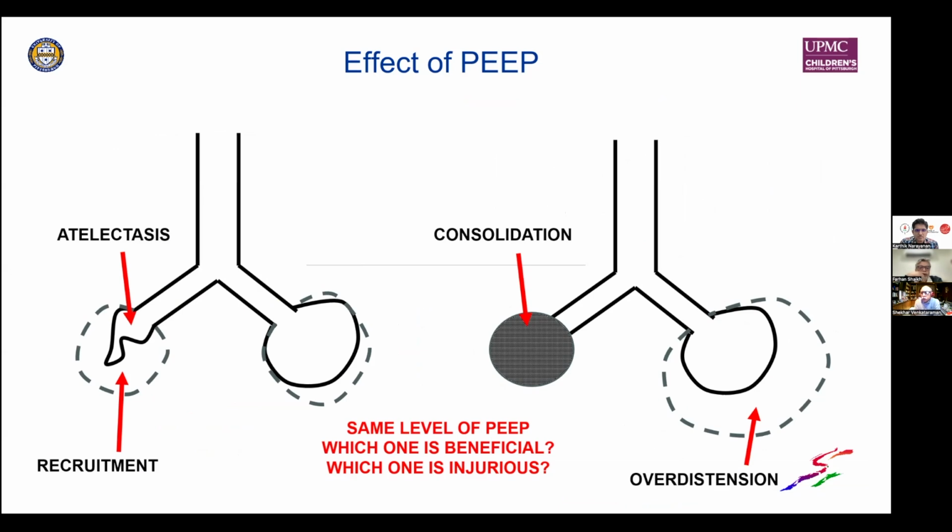Here is an example of two lungs, one with significant atelectasis, the other one with significant consolidation. If you apply the same level of PEEP to both, in one, it results in recruitment and not much over-distension of the normal lung. Whereas with the lung with consolidation, it will result in over-distension of the normal lung with no change in the lung volume of the consolidated lung. So the same level of PEEP, which one is beneficial, which one is injurious? Obviously, the one that causes hyperinflation is likely to be more injurious than the one that causes recruitment.